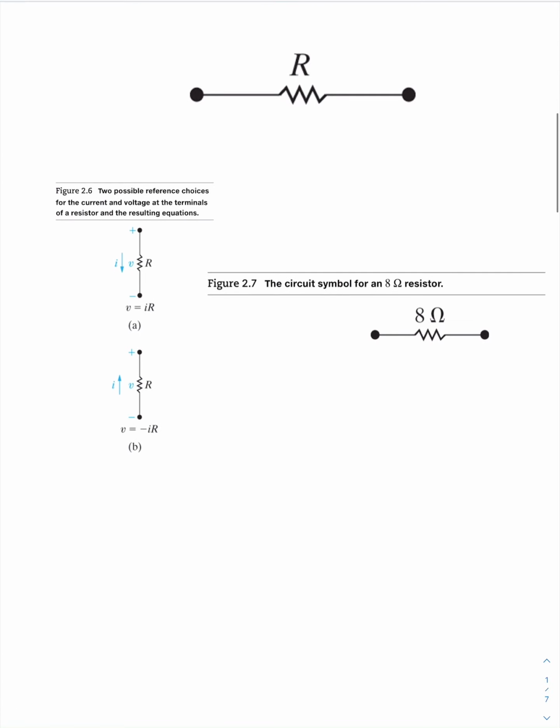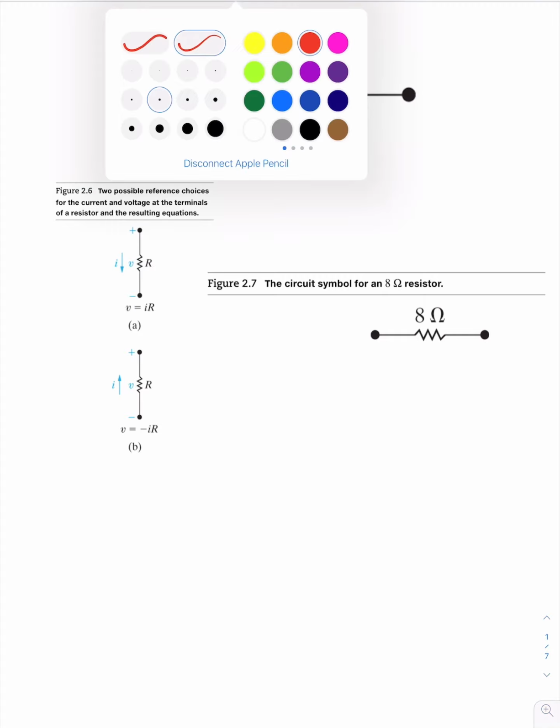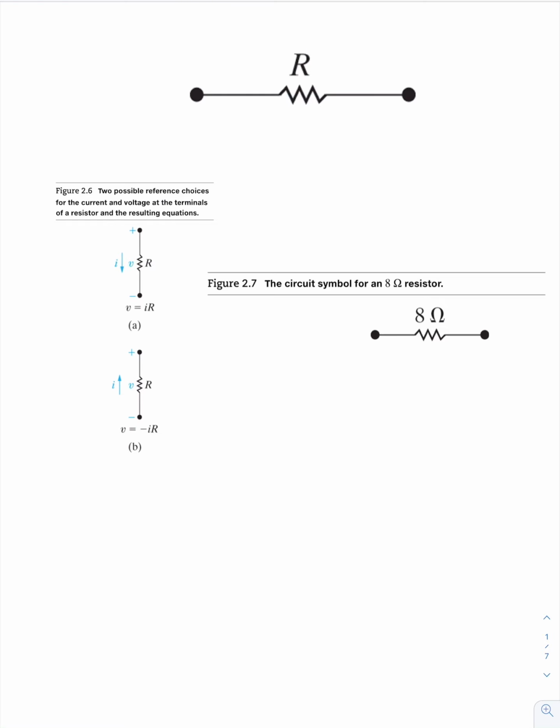All right, let's take a look at how we draw current entering a resistor. Standard format is that current will enter the positive terminal of a passive element, and our equation for power would be P equals VI.